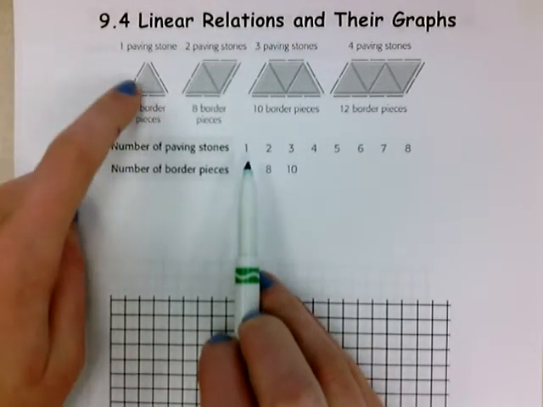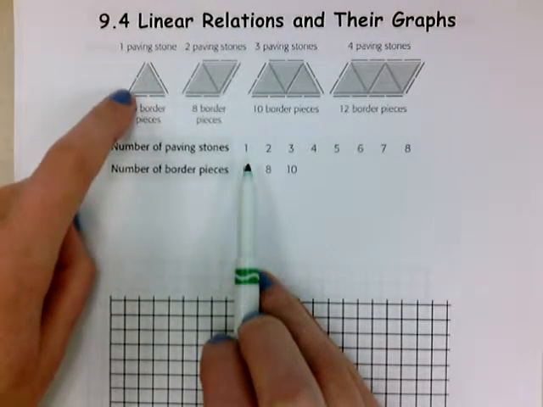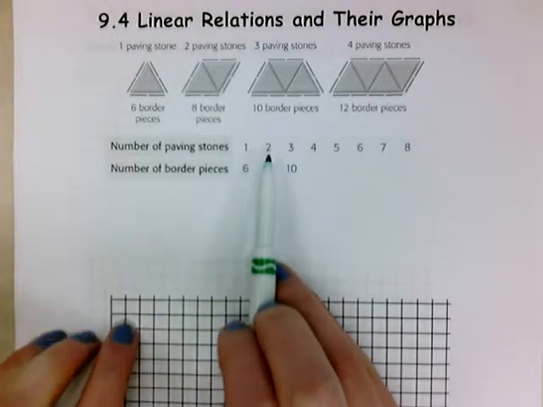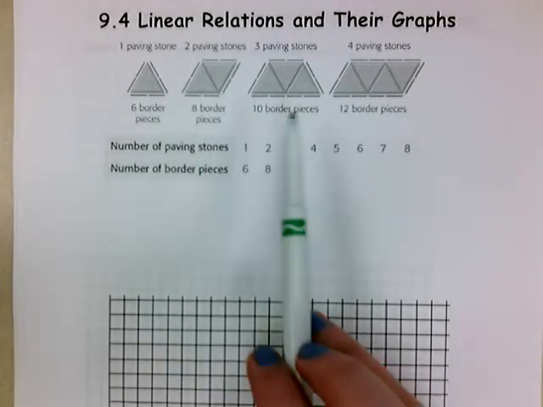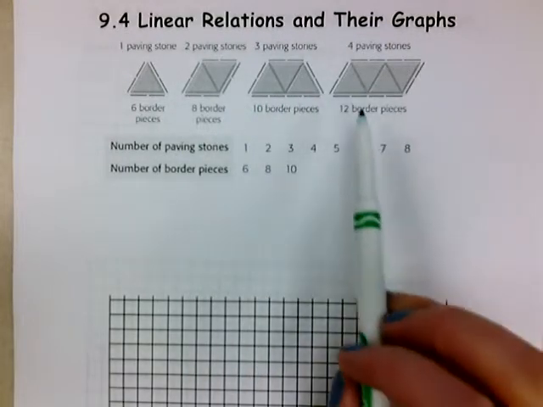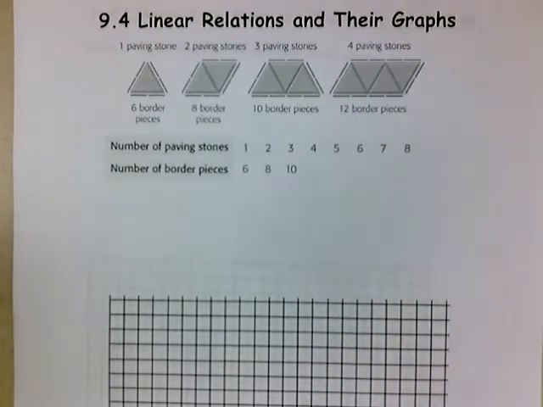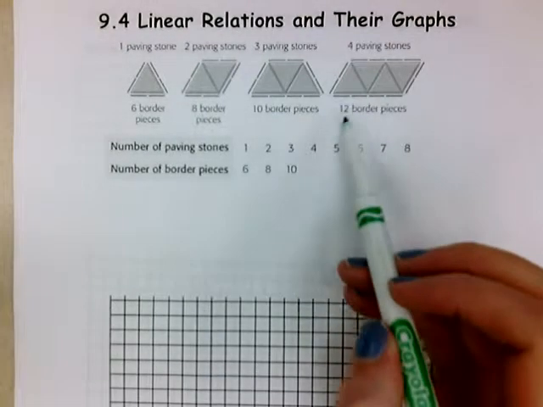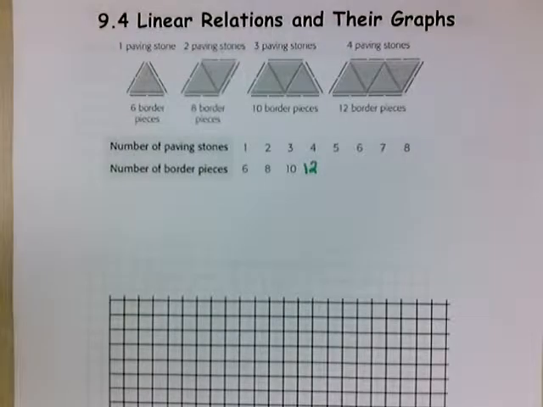So in figure 1, there's 1 paving stone, and around it, you can see there are 6 border pieces. Then for 2, there are 2 paving stones, 8 border pieces, 3 paving stones here, 10 border pieces, 4 paving stones here, and then you need to count the number of border pieces, or it says it right there, so if you can read, you can figure it out. There are 12 border pieces.